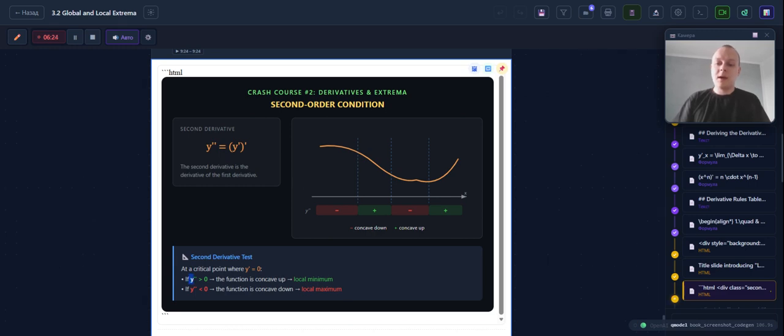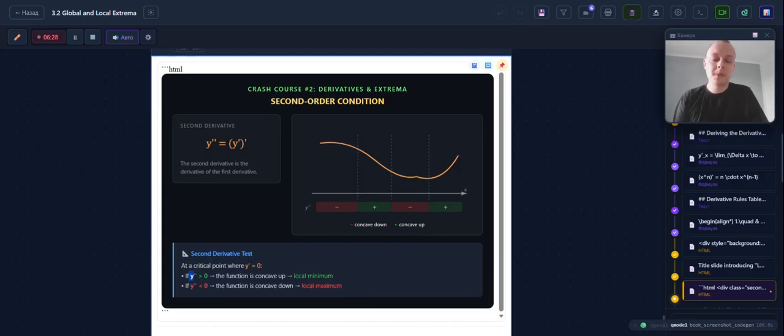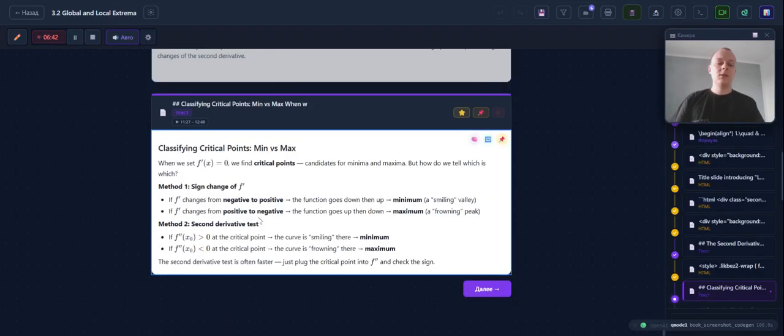So if the second derivative is positive, the function is concave up, a local minimum. Concave up means smile, and if our second derivative is negative, it means concave down. Our function is sad.